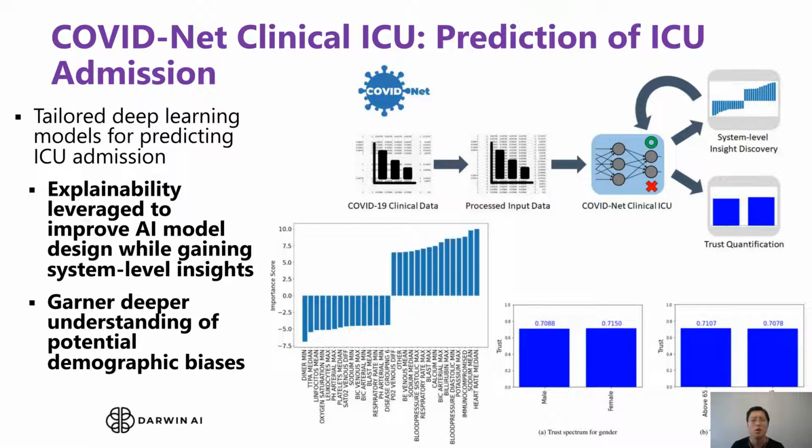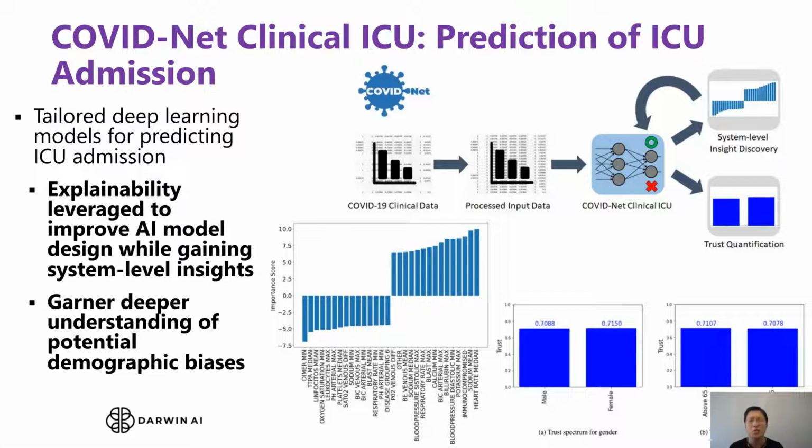So with explainability, it's about understanding why AI is making certain decisions. When it comes to trust quantification, it's understanding when and where this AI can produce a trustworthy answer. And this is especially important for garnering deeper understanding of potential demographic biases. Because at the end of the day, the data itself might not be perfect.